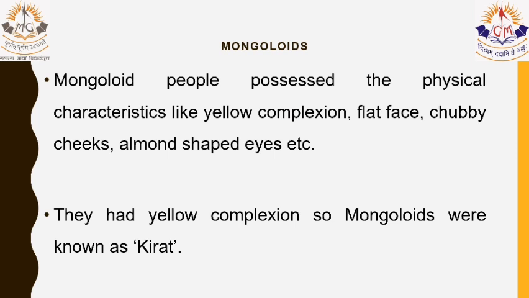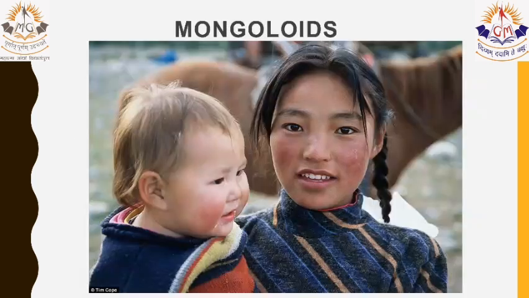They had a very flat face, and their cheekbones were quite high and protruding. So high cheekbones, chubby cheeks. Almond-shaped eyes are a striking physical characteristic of these Mongoloid people. They had yellow complexions, so Mongoloids were also called Kirat.